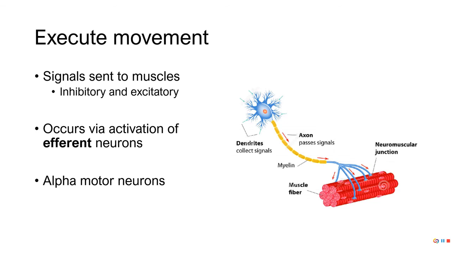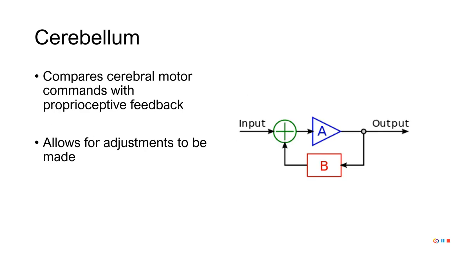Finally, it's time to move. So signals are sent out at the appropriate time, and these signals will be inhibitory or excitatory. In both cases, these signals are sent via efferent neurons, and efferent neurons activate or inhibit alpha motor neurons. Now, while this is all going on, your cerebellum gets involved. The cerebellum is comparing what's actually going on to what you planned on having occur. If things aren't going according to plan, then the cerebellum will make appropriate adjustments.